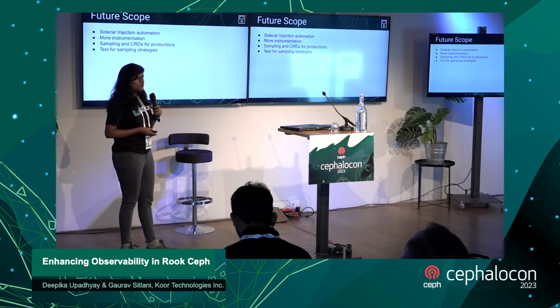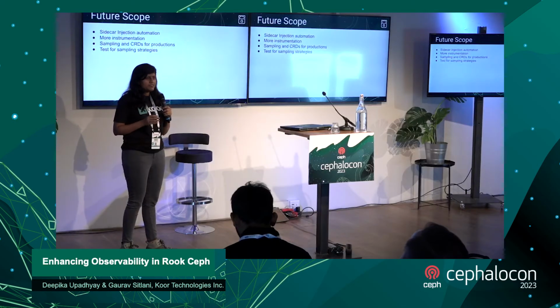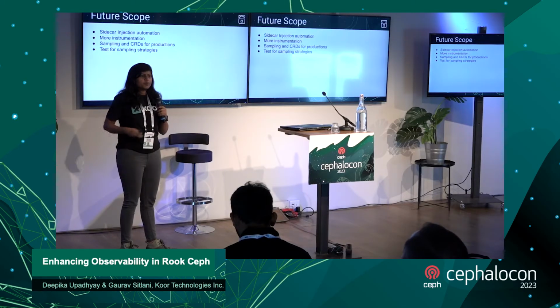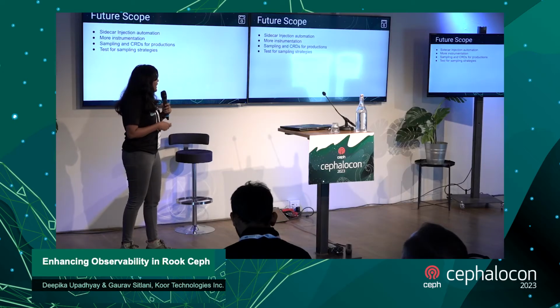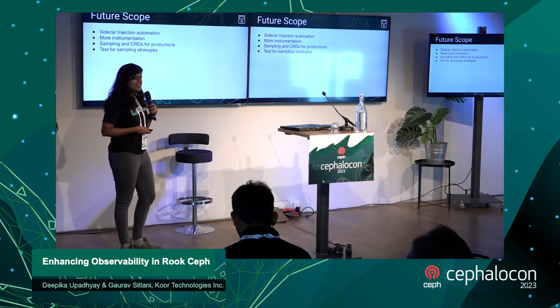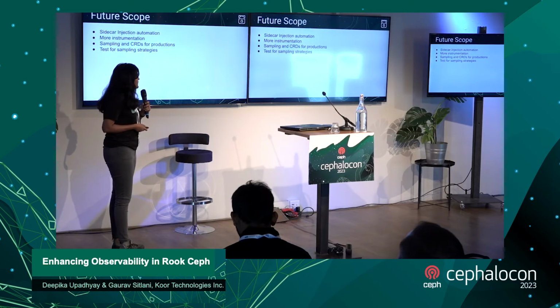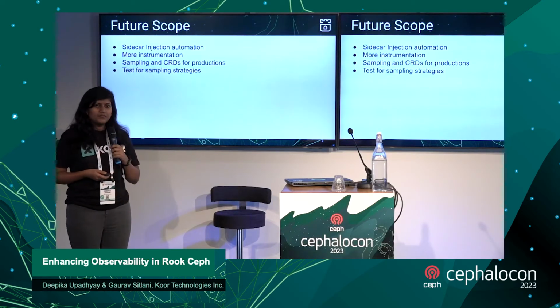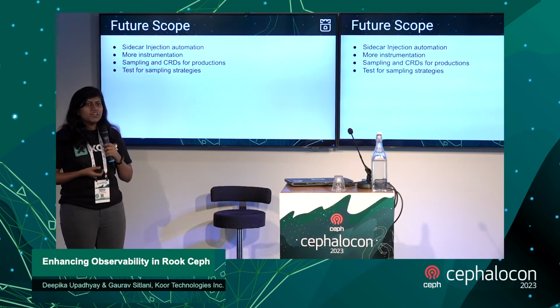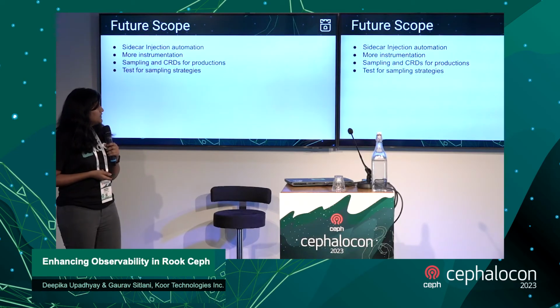Yeah, we have to understand what would be best, what would be the most demanded thing that people want to see in their production clusters in real time, and have those instrumented in our code base. And testing with sampling strategies and playing around with that is something that I look forward to as well. And having the CRDs for Jaeger services in Rook Ceph.